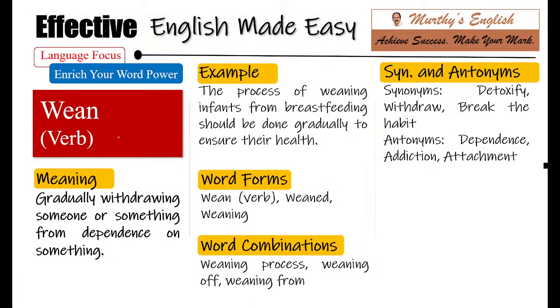Wean, we have got for the first time, or maybe once or twice. Part of speech verb, it's a regular verb, meaning gradually withdrawing someone or something from dependence on something. Look at the example. The process of weaning infants from breastfeeding should be done gradually, not all of a sudden, to ensure their health. It is a regular verb. Wean, weaned, weaning. Word combinations, weaning process, weaning off, weaning from.